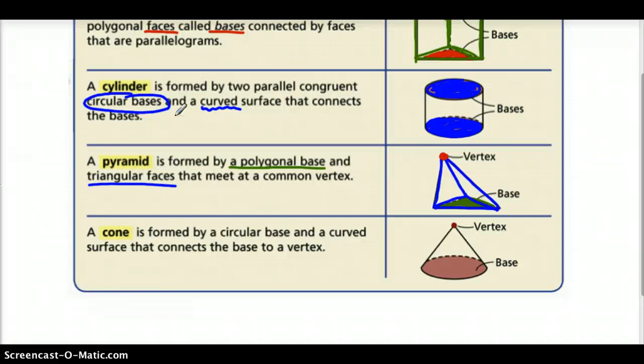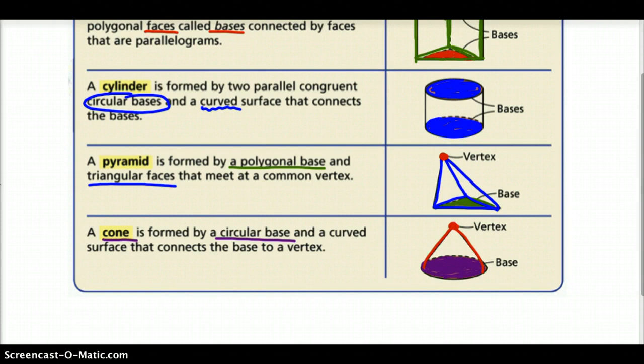The very last piece of vocabulary that we want to understand, something that a lot of us have some prerequisite knowledge on, is a cone. A cone is formed by a circular base. I'm going to switch colors here. The circular base, I'm just going to fill in purple. A curved surface goes around the base and connects it to its vertex. This curved surface, which I'm outlining in red, goes all the way to this point.